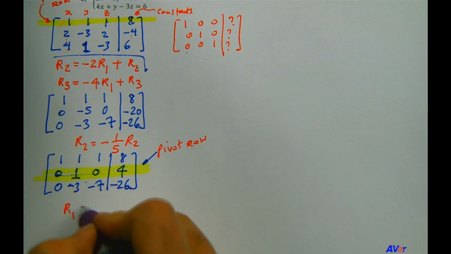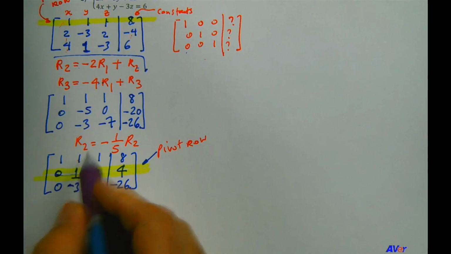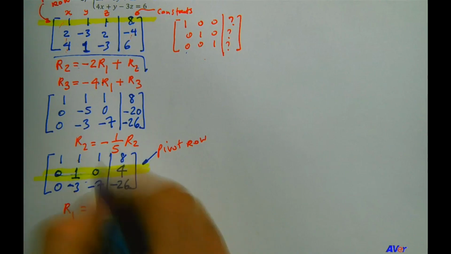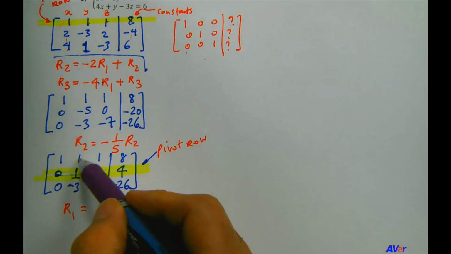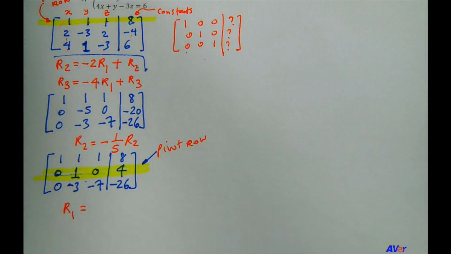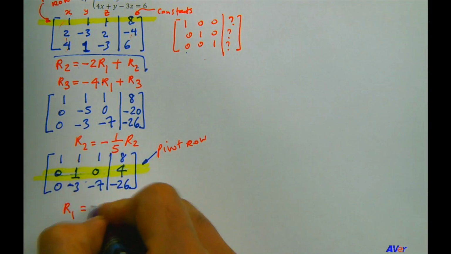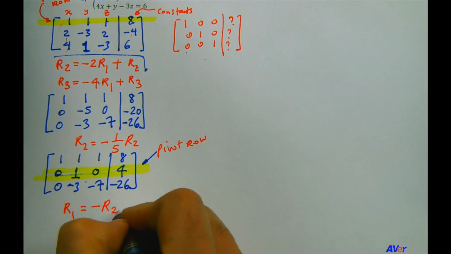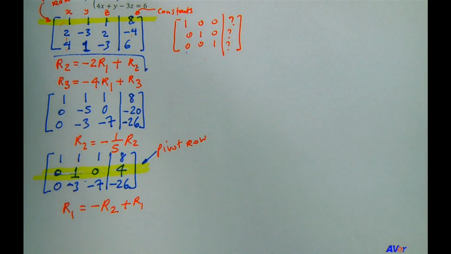Row 1, this one that we're going to change in here, is in row 1, right? Row 1 is equal to, all we need is to add a -1 to this, right? But where is the -1 going to come from? It's going to come from multiplying the pivot row by -1, so -R2 plus R1, which is the row we're changing. Okay? All right.